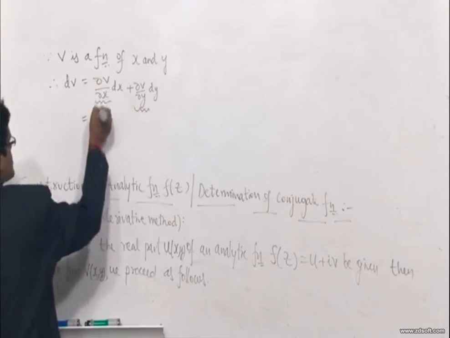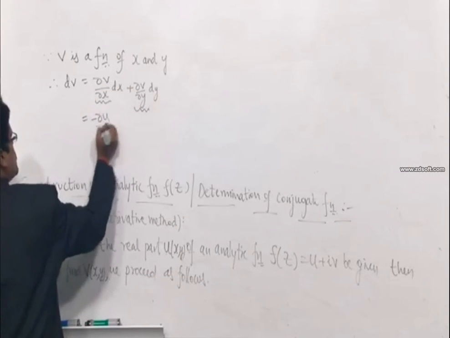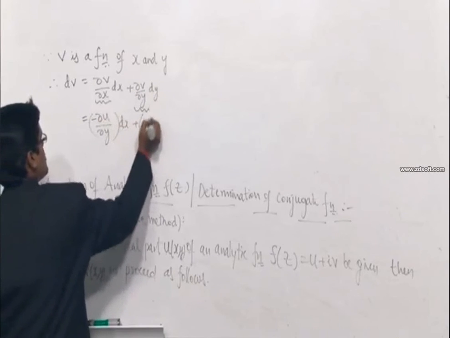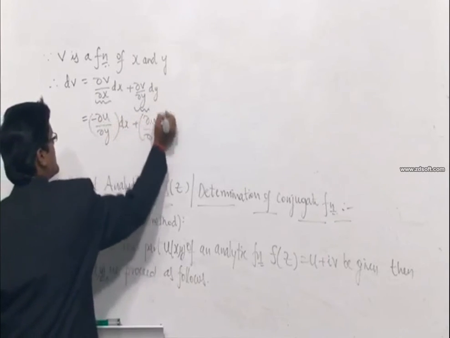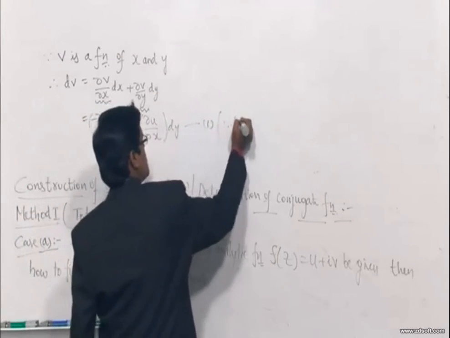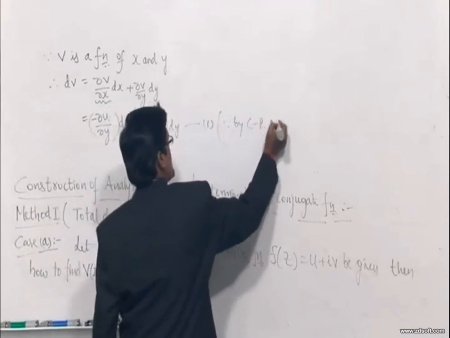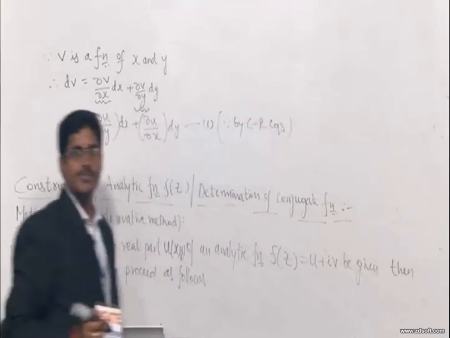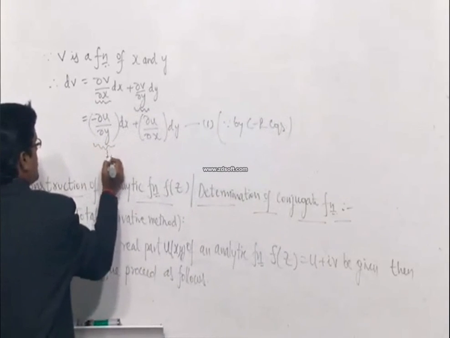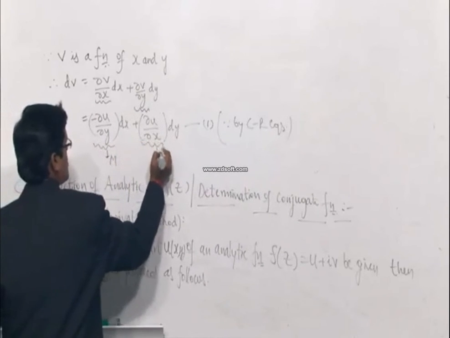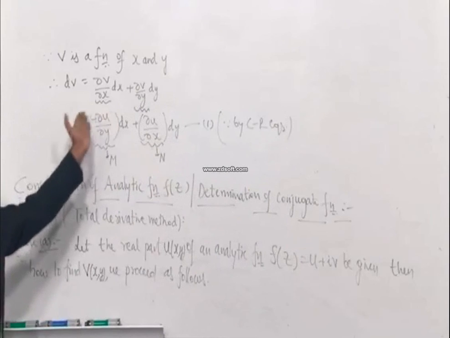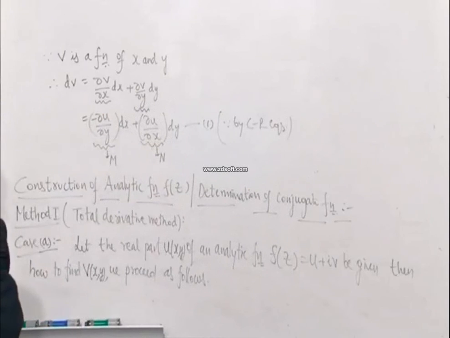What are the CR equations here? Dou v by dou x is minus dou u by dou y into dx, and dou v by dou y is nothing but plus dou u by dou x into dy. Let us say equation 1, since by CR equations. It looks like the RHS of equation 1, if I denote this as m and this as n, is in the form of an exact differential equation, exact differential.